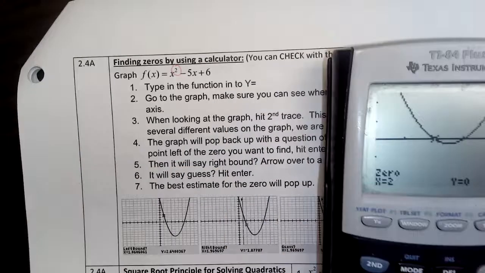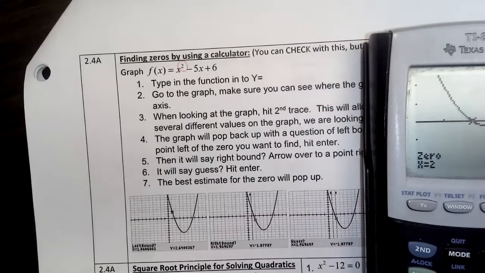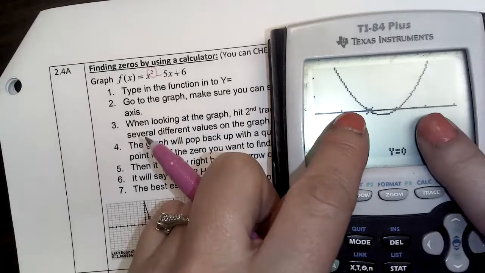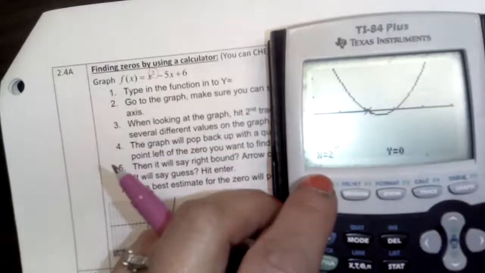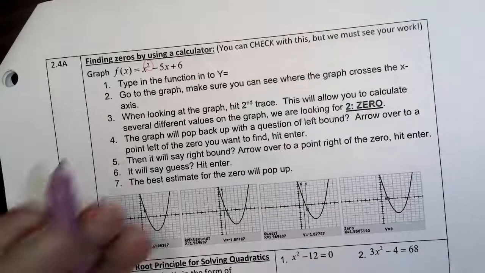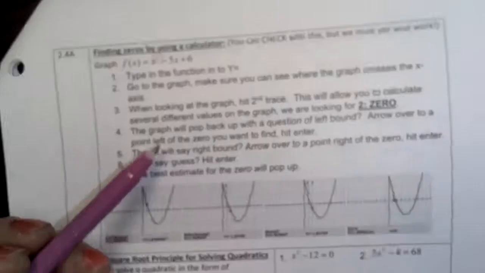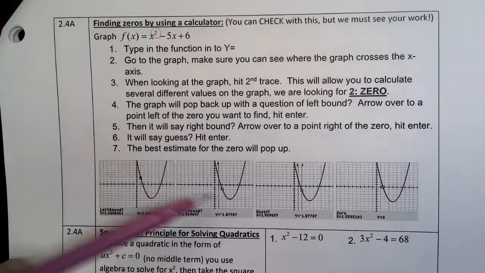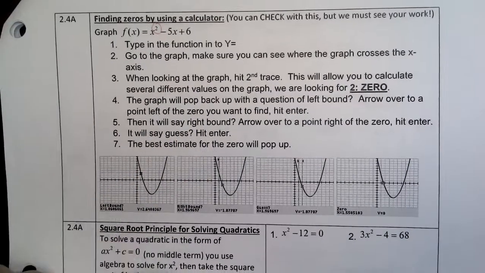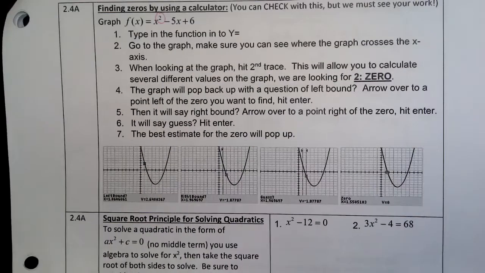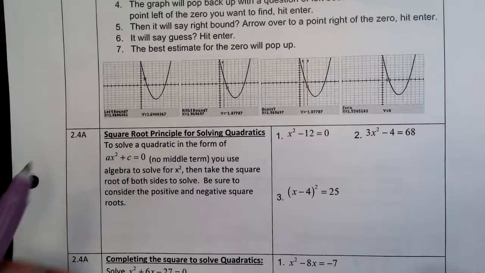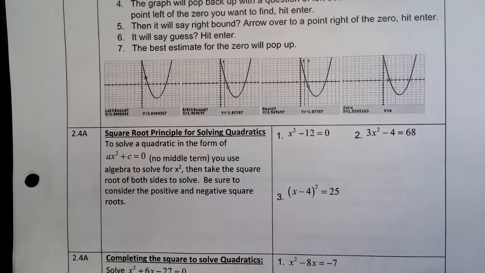Okay? Like I said, sometimes it'll work and sometimes it won't. So sometimes the table will work, sometimes the table won't. This method always works. Okay. All right. So make sure that you know how to do that. You can check your work by doing this, but we're going to want to see all of the work worked out on these. Okay, so another way to solve would be the square root principle.